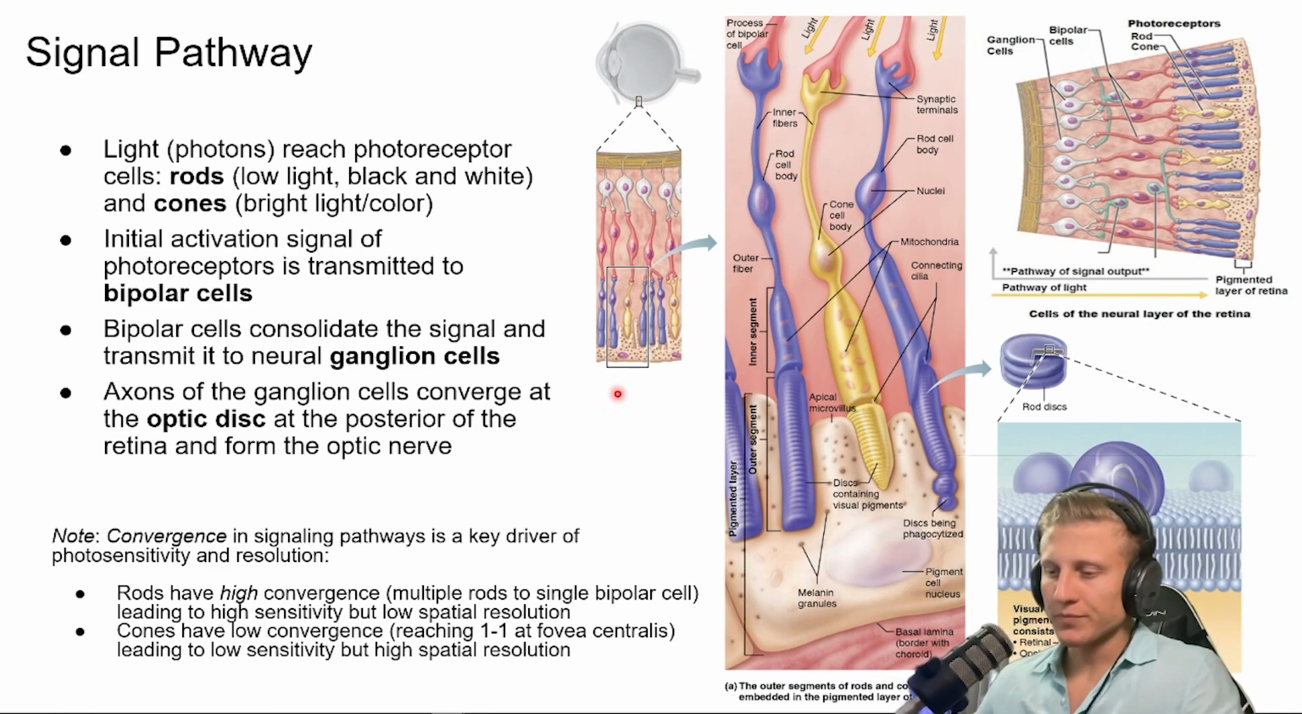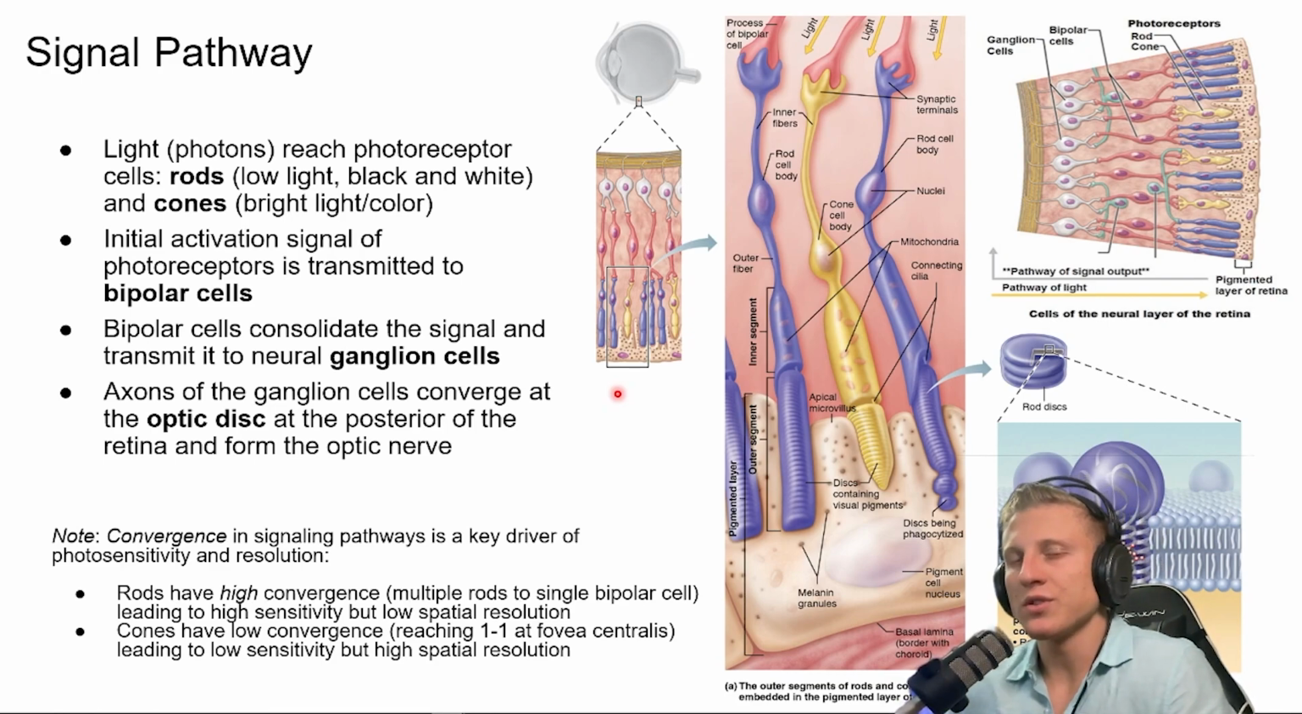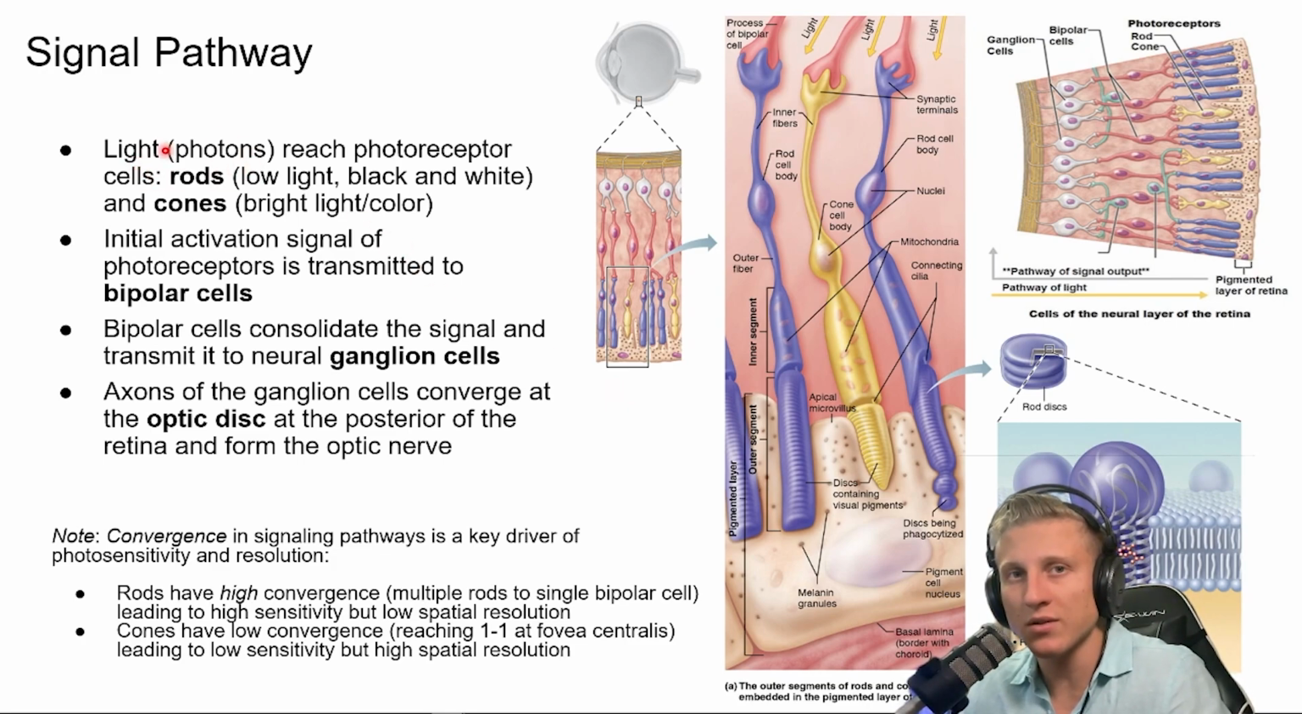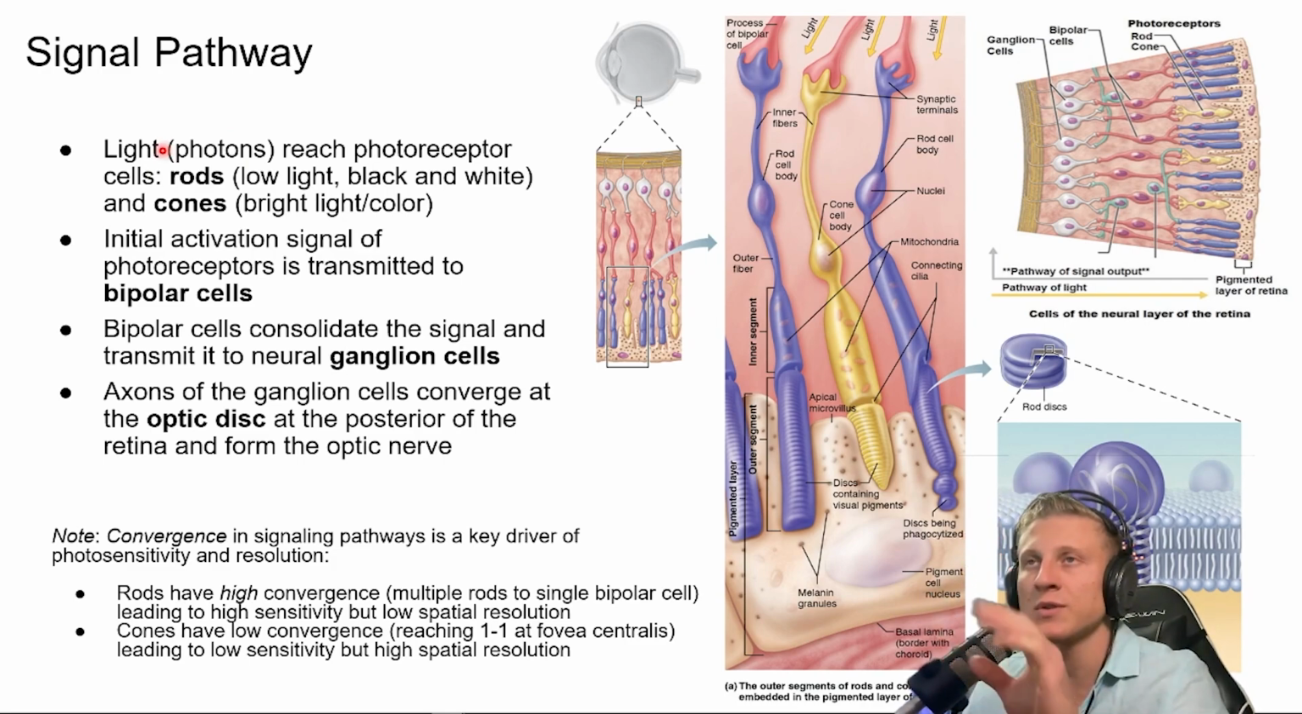Now, this is where that process of convergence and the importance of bipolar cells comes into play. In the case of rods, we see a high degree of convergence. What that means is we will actually have many individual photoreceptive rod cells, okay, many cells covering a specific portion of our vision that are all converging to the same bipolar cell.